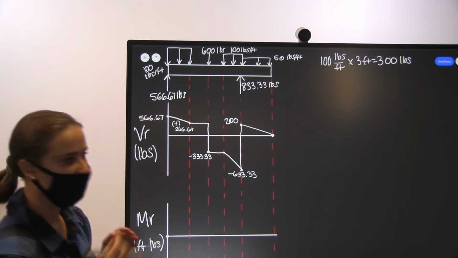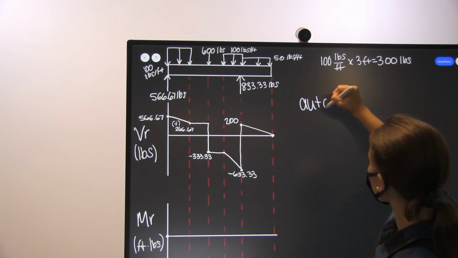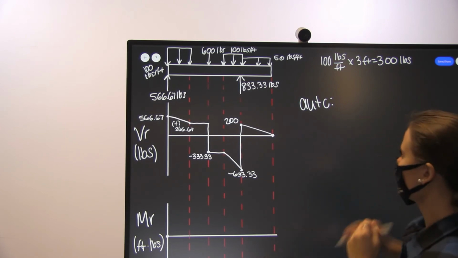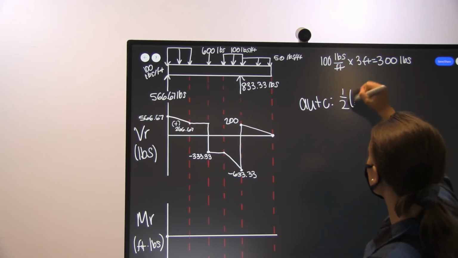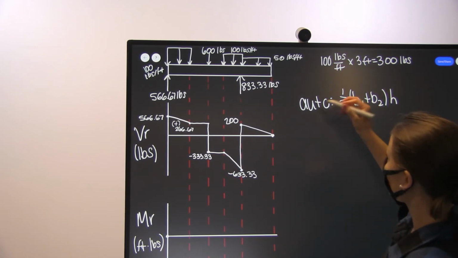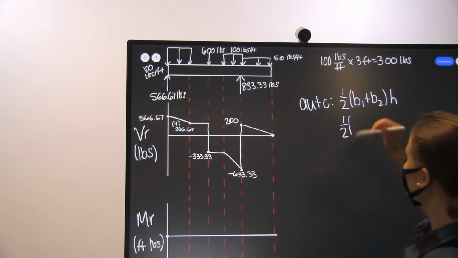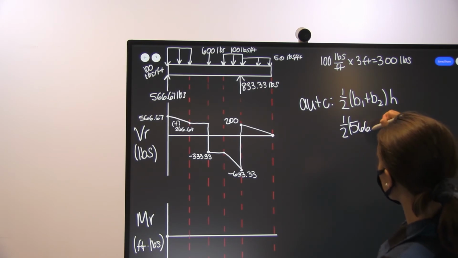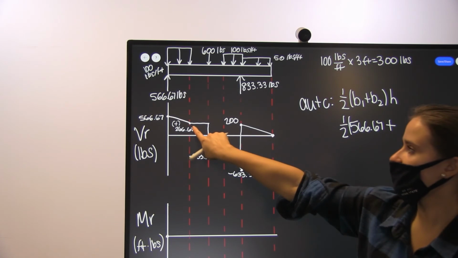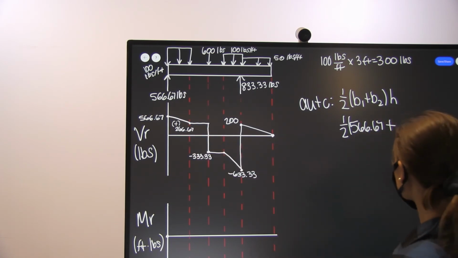So we'll take the area under the curve for this one. So we're going to start off, this is a trapezoidal sum. What the trapezoidal sum is, is 1/2 base 1 plus base 2 times height. So for this first section, 1/2, we're going to say our base 1 is 566.67 pounds plus base 2, which is this right here, it's going to be the 266.67 pounds.